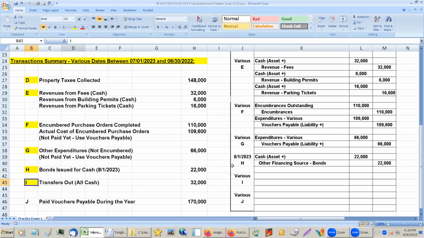Okay, transfers out. All cash. So that's going to be what? Other financing use. Transfers out 32,000. Cash.